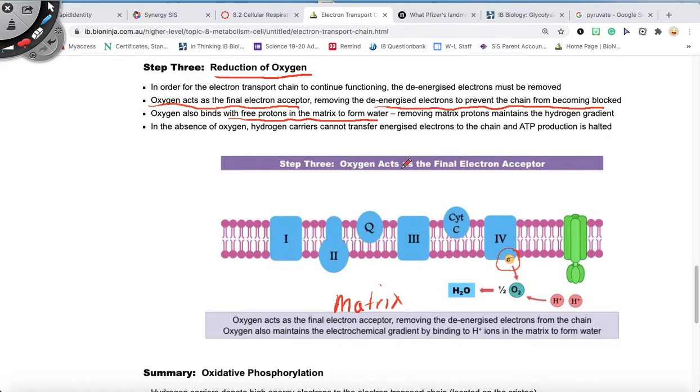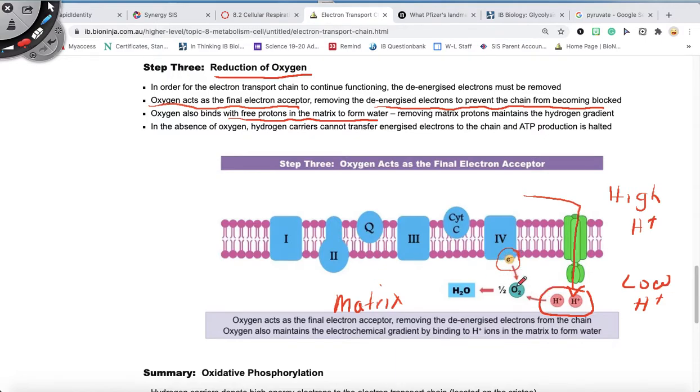Oxygen here is not only binding with the electrons, it's also binding with the free protons in the matrix. Why do we have free protons in the matrix? Because they were diffused back in. Remember that we always have to keep a high concentration of protons in the intermembrane space and a low concentration of hydrogens here in the matrix. So these hydrogens that are being diffused need to be removed as well. Otherwise, you're going to end up with a high concentration of hydrogen ions in the matrix, and it's going to disrupt the whole thing.